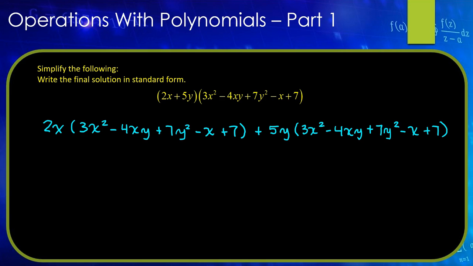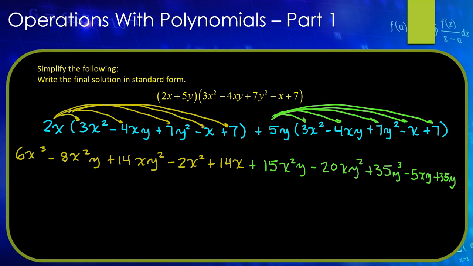So I'm going to distribute the 2x to the first quantity, to that second quantity, and I'm going to then distribute the 5y, and this is what you see when we do that. So I get 6x cubed minus 8x squared y plus 14xy squared minus 2x squared plus 14x. That's all from the first multiplication. And I have plus 15x squared y minus 20xy squared plus 35y cubed minus 5xy plus 35y, coming from the second multiplication.